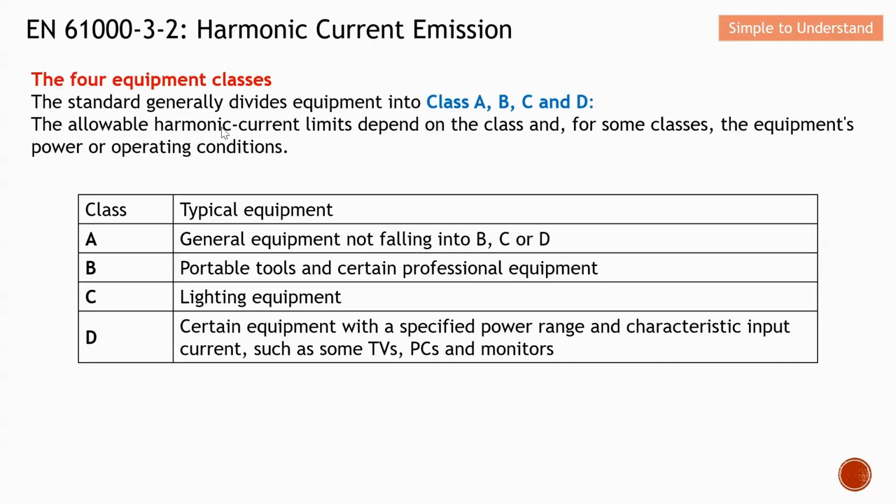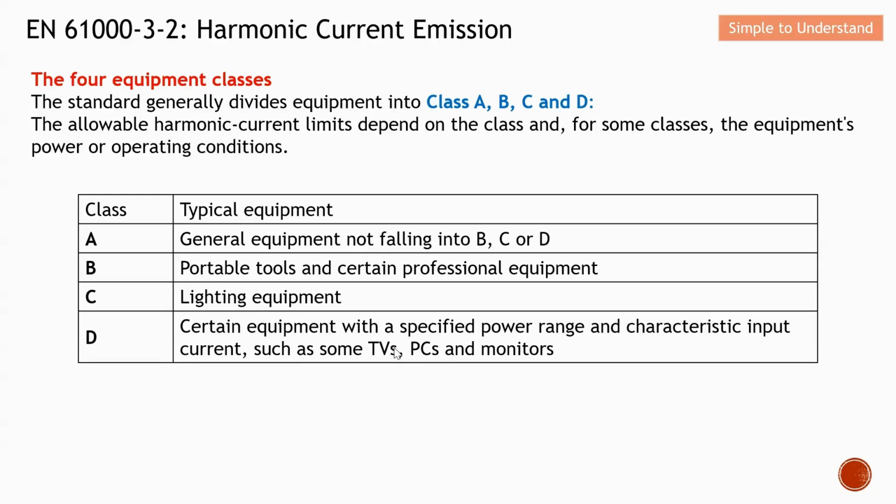These are the 4 equipment classes. Let me come to B first instead of A. Under B, these are for portable tools and also certain professional equipment. As for class C, it's mainly for lighting equipment. For D, it's a certain type of equipment. Basically, they will be at a specific power range and have a characteristic input current.